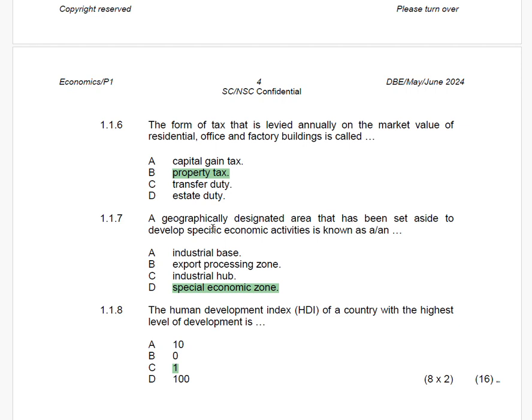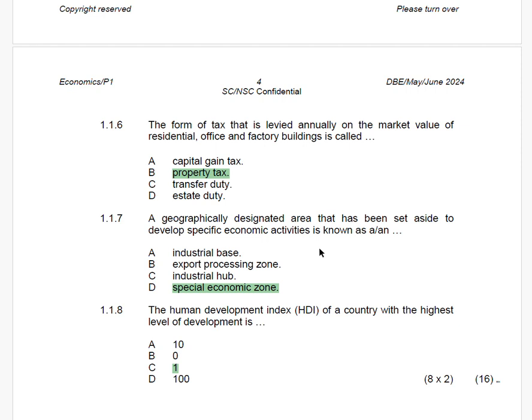1.1.7, a geographically designated area that has been set aside to develop specific economic activity is known as A, industrial base, B, export processing zone, C, industrial hub, and D, special economic zone. The correct answer in this question is special economic zone, and you need to understand why the special economic zone is the correct answer.